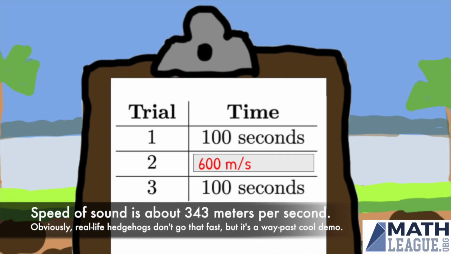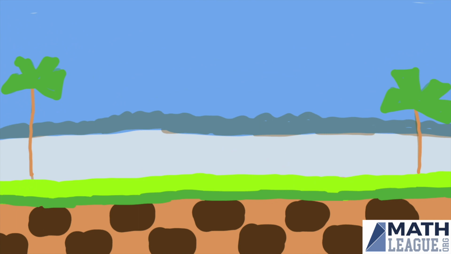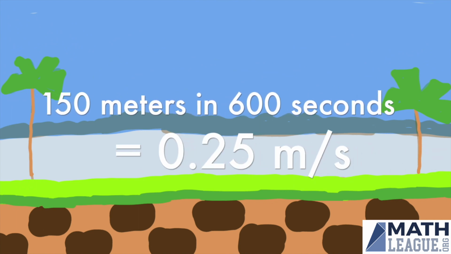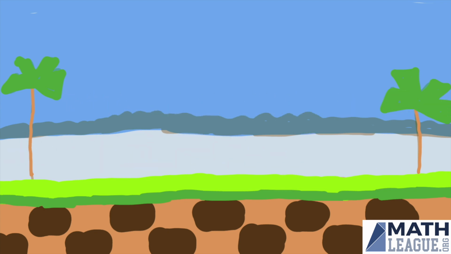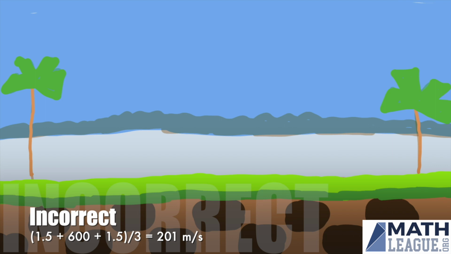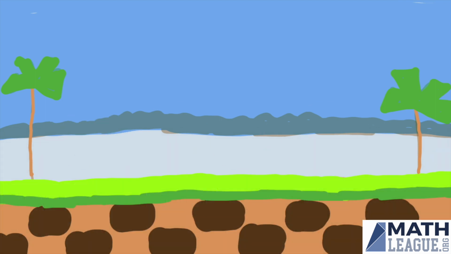So let's say that the hedgehog decides to travel at supersonic speed, 600 meters per second, just for the second trial. And that means he travels the 150 meters in 0.25 seconds. He's really fast. So in your method, the average speed is 600 plus 1.5 plus 1.5 divided by 3, and that's 201 meters per second.